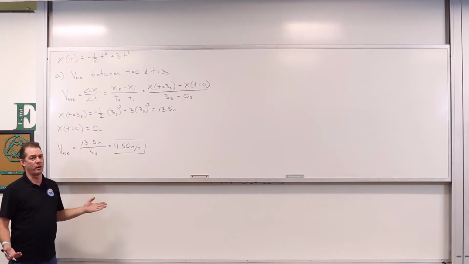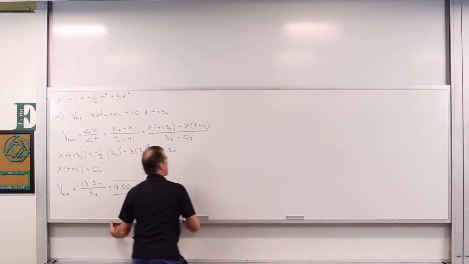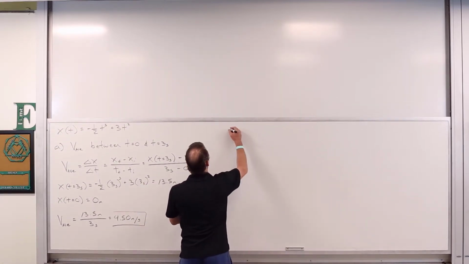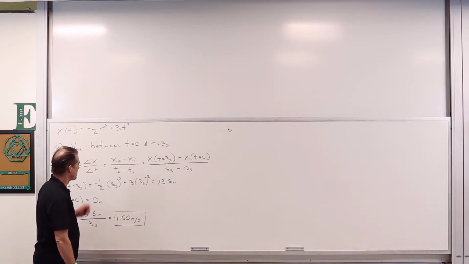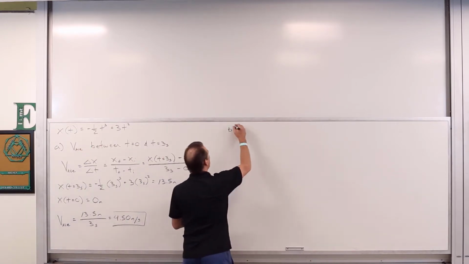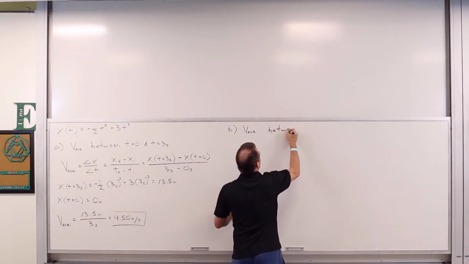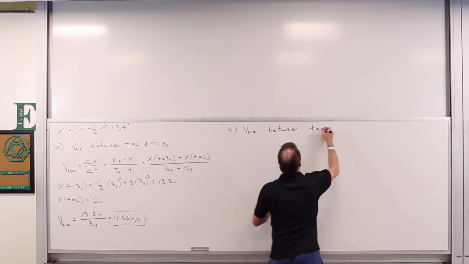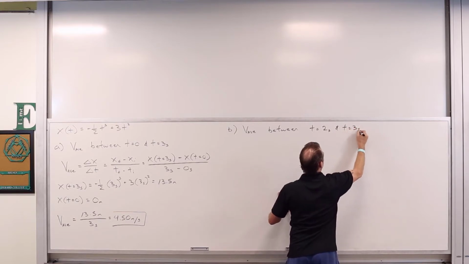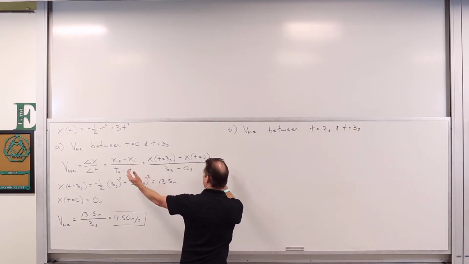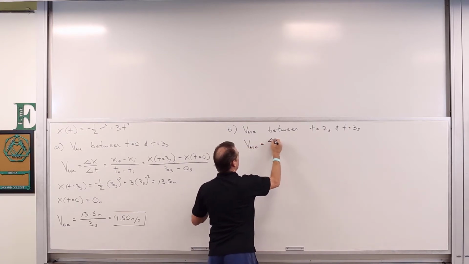Does that mean that's how fast it's going the whole time? The answer to that is probably not, but that's yet to be seen. So there was part A. Part B, we do the same thing, but instead of t equals 0 to t equals 3, we'll look at the average between t equals 2 seconds and t equals 3 seconds. So we've got the same formalization here: the average velocity is going to be delta x over delta t.